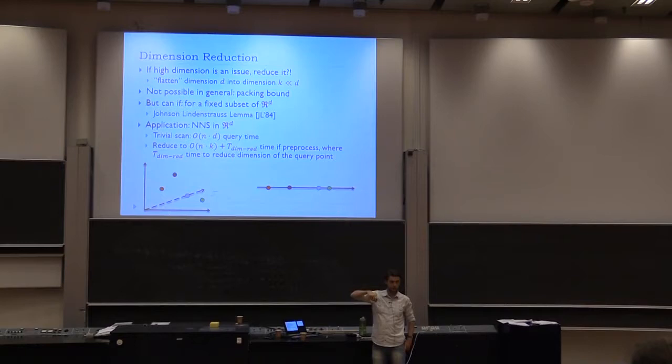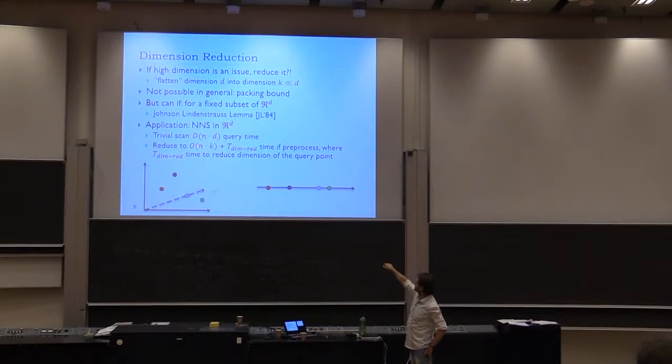Assuming this is relatively small, in particular it should not have a strong dependence on n, we have essentially reduced the query time from n times d to n times k. This seems like a small reduction. I have to tell you what k is, and we'll get there. The idea is that k will generally be much smaller than dimension d. And this seems like we've made a small step.